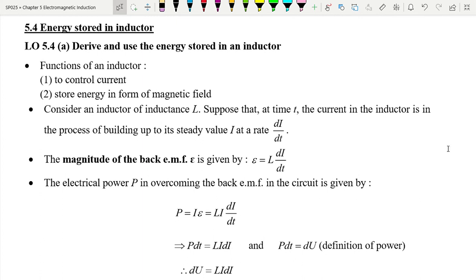Assalamualaikum warahmatullahi wabarakatuh. So let's move to the next subtopic, 5.4. We are going to discuss energy stored in an inductor.